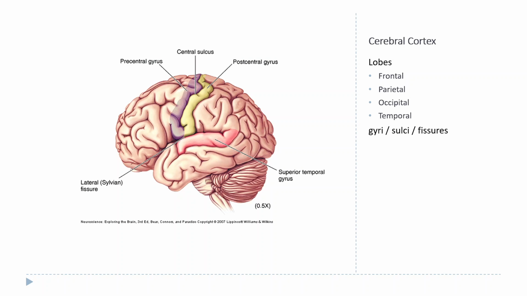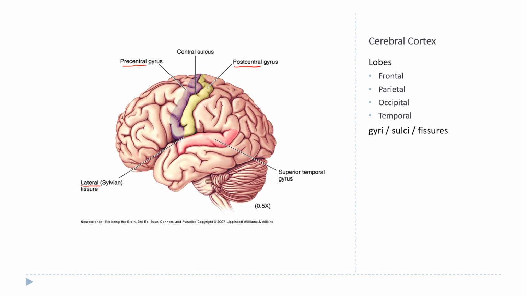Now, I already mentioned the different gyri and sulci. The central sulcus is probably the one that you'll want to be able to recognize because, again, it divides the frontal lobe from the parietal lobe. And then the post-central gyrus is just posterior to the central sulcus. There's also a pre-central gyrus, which is anterior to the central sulcus. Again, I already mentioned the Sylvian, sometimes called the lateral fissure, which divides the temporal lobe from the other lobes.